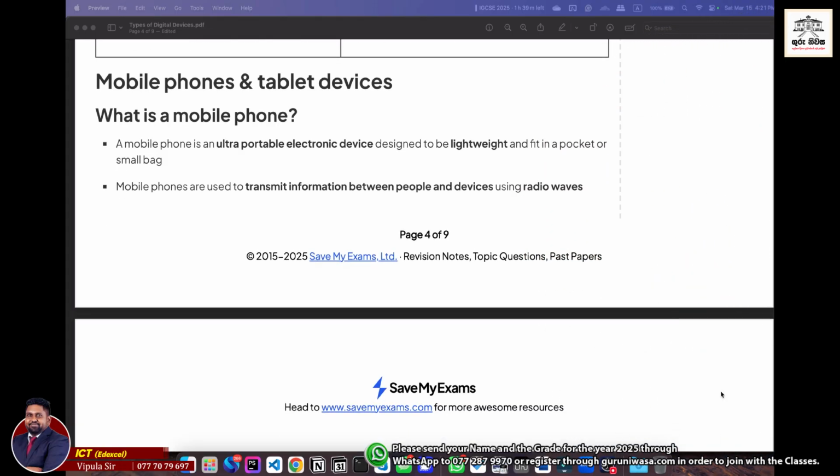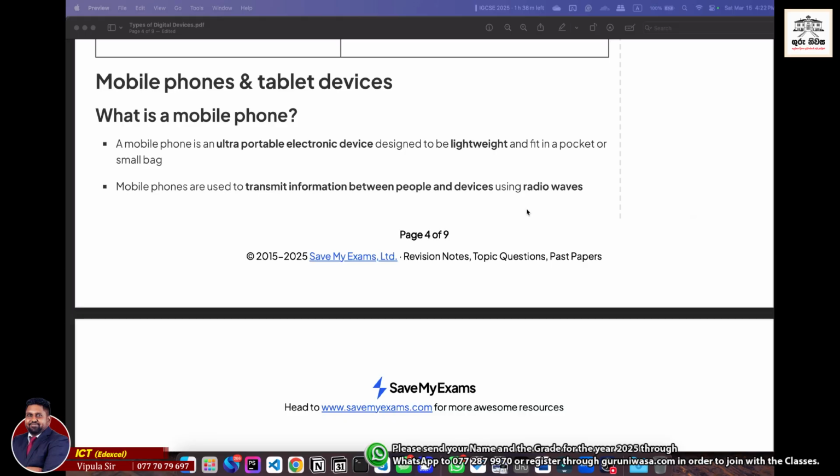The second point would be mobile phones are used to transmit information between people and devices using radio waves. This is actually important. When it comes to the communication factor, this part about the radio waves is important in the keywords, because phones are using GSM radio waves, right? We do have different types of GSM bands.